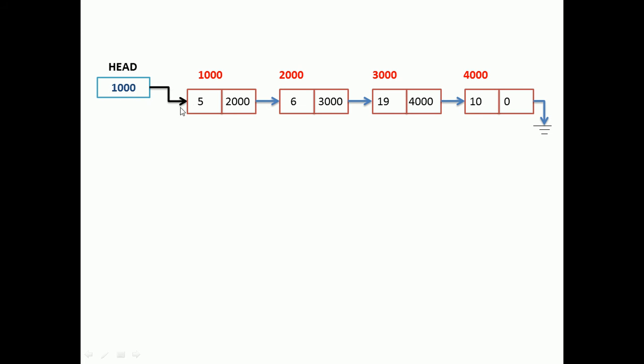The head is pointing to the very first node, so the content of the head is the address of the very first node, which is 1000 in this case. Now let us think that we have to add a node after the value 6. 6 is present at the second node. So how can we do that?